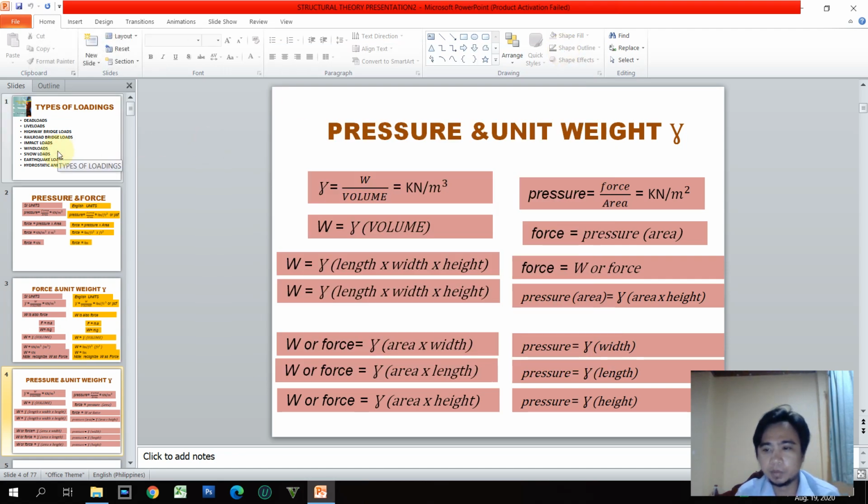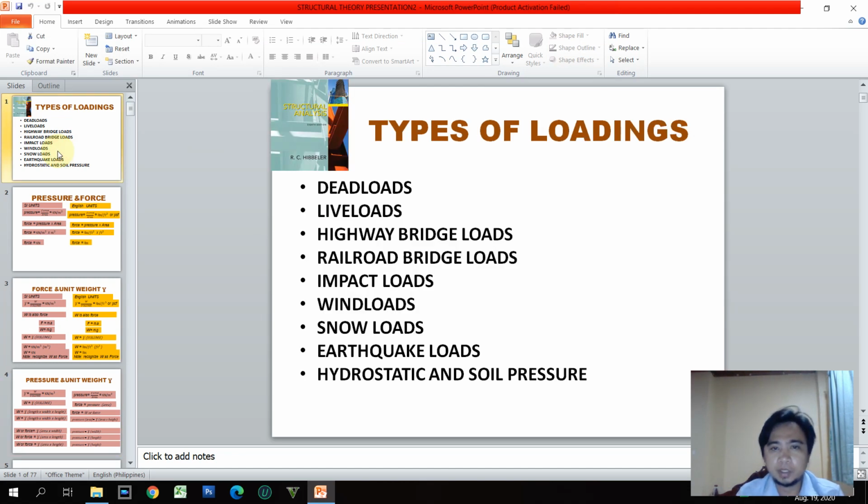Okay, so welcome to the next video on Structural Theory 1. So today we are going to learn the types of loadings, how they will be derived, and how they will be referred to different codes that are available locally and internationally. So as we can see here, we have types of loadings.